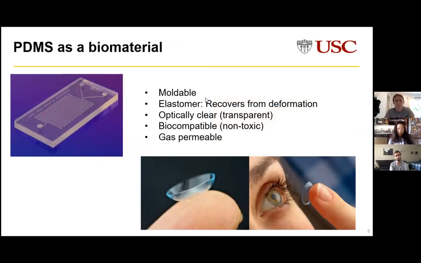PDMS is something that you've probably heard of. It's used oftentimes in contacts, and that's because it can bend and it's optically clear and it's gas permeable, which are all things that cells need access to as well when you're growing them in vitro.